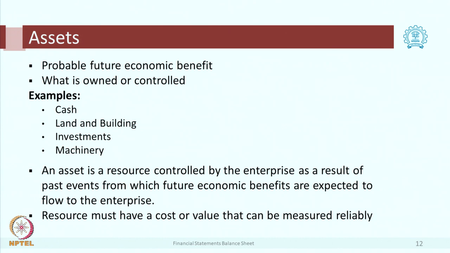Now, any other asset, first of all you have to see whether it meets these two conditions. I think examples you are all aware, cash, land, building, investment, machinery. Think of another 10 examples and I think you can include it in your assignment. Now again the definition is given that it is a resource controlled by the enterprise as a result of some past event, but it should have a future value. The second point is resources must have a cost or value that can be measured reliably. Agar hamare paas asset hai, uski value ho sakti hai, lekin hai ki nahi hame malum nahi hai, there is no reliable estimation available, then also we cannot value it and show it in the balance sheet.